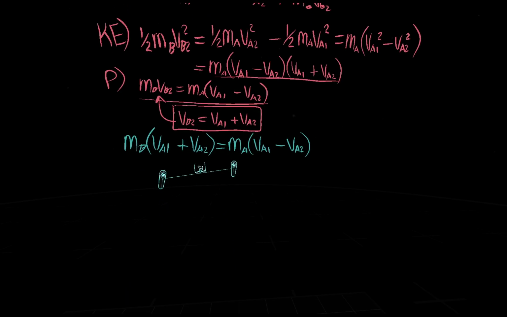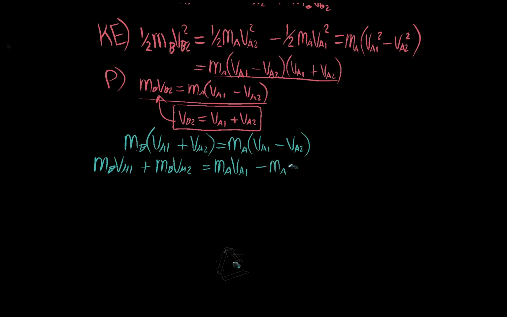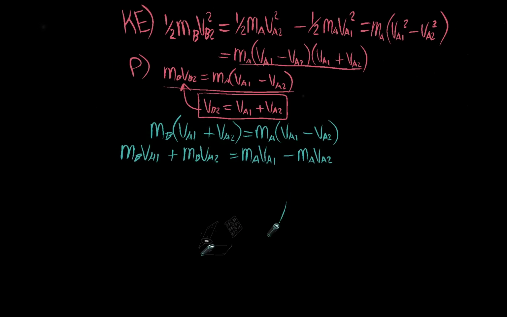Alright, now what we want to do is we're going to solve for this VA2 term for both of them. So we're just going to do some rearranging. We're going to multiply this out. MB VA1 plus MB VA2 equals MA VA1 minus MA VA2. And we're going to get both the VA2 terms on the left side.